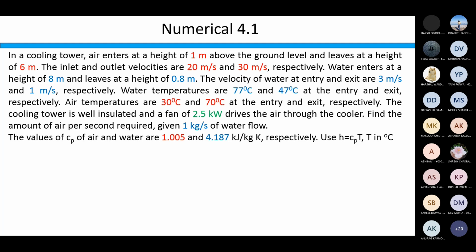So the mass flow rate of water is given, and you have been asked to find out the mass flow rate of air.